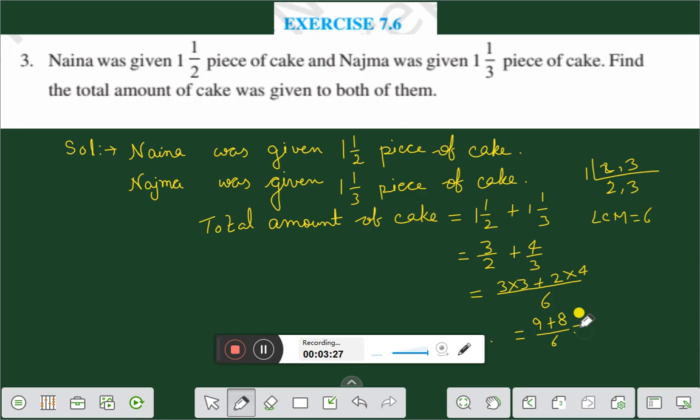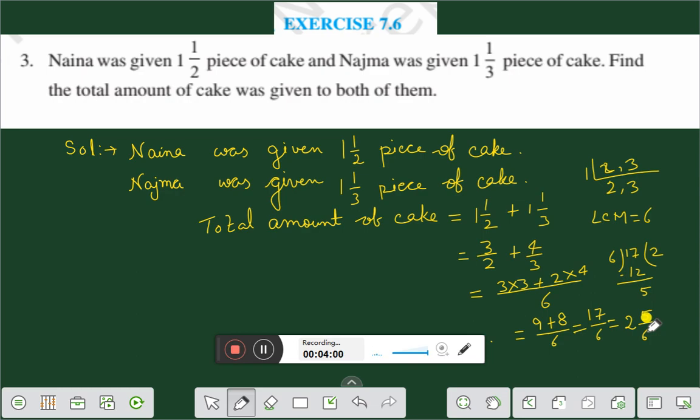9 plus 8 is equal to 17 by 6. If we divide 17 by 6, 6 twos are 12, 17 minus 12 is 5, that is 2 whole 5 by 6.